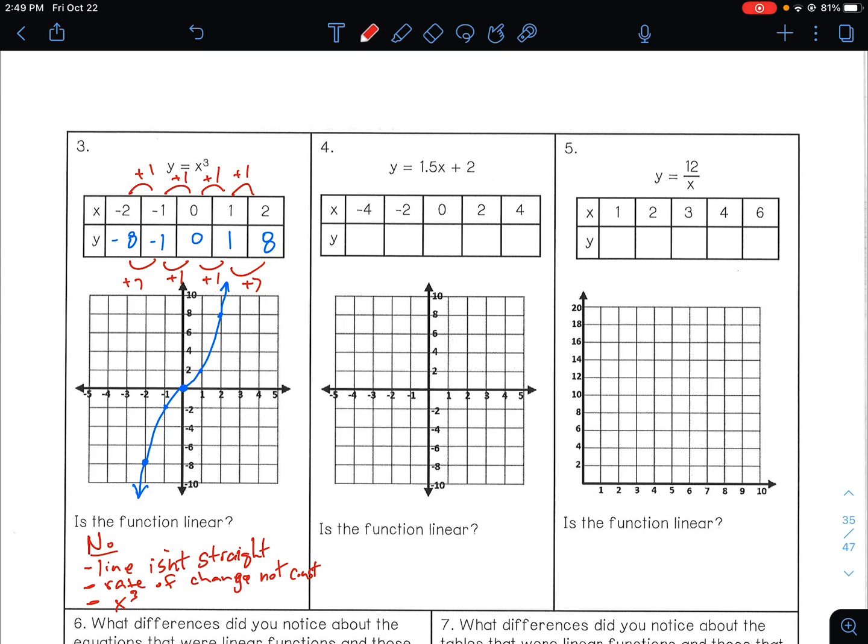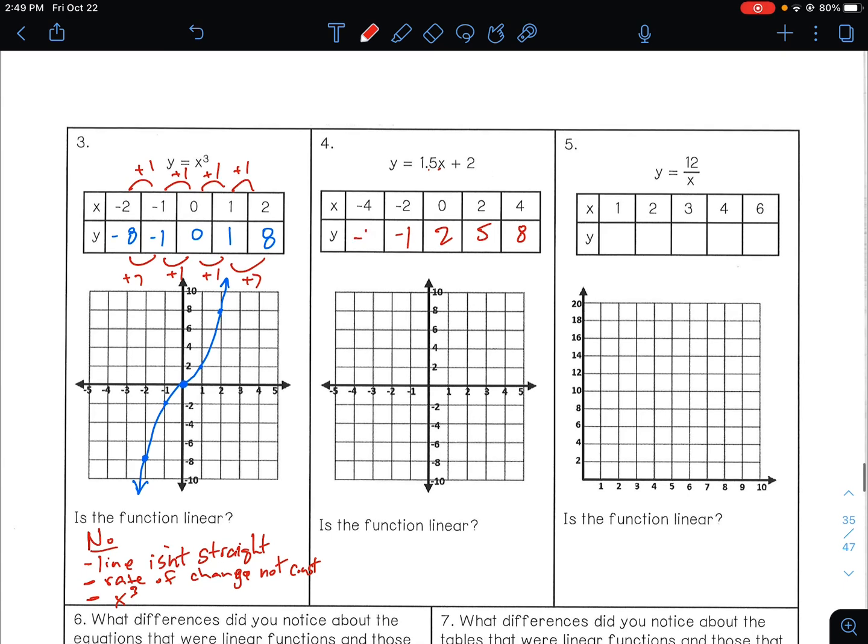Let's put some numbers in. When x is 0, that's 0 times 1.5 is 0, plus 2 is 2. 2 times 1.5 is 3, and 3 plus 2 is 5, and 4 times 1.5 is 6, and 6 plus 2 is 8. Negative 2 times 1.5 is negative 3, negative 3 plus 2 is negative 1, and negative 4 is negative 6, negative 6 plus 2 is negative 4.